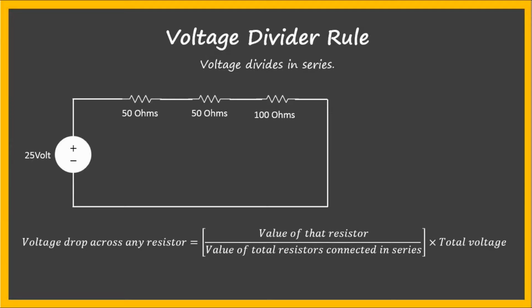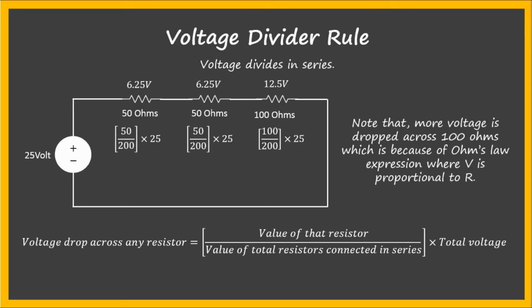To calculate the voltage across the first 50 ohm resistor, we divide 50 ohm, which is the resistor value, by 200, which is the total resistance added, and multiply by the total voltage. It yields 6.25 volts. Similarly, you can also calculate the voltages across the other 2 resistors. Do note that the voltage across the 100 ohm resistor is large because of Ohm's law, where voltage is proportional to resistance.